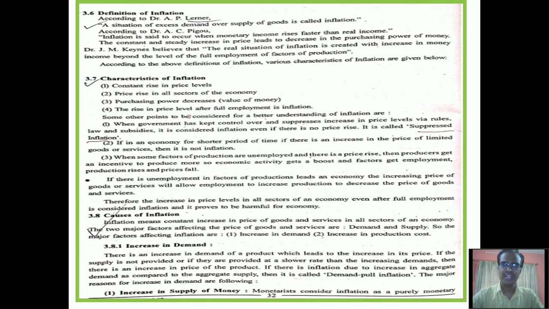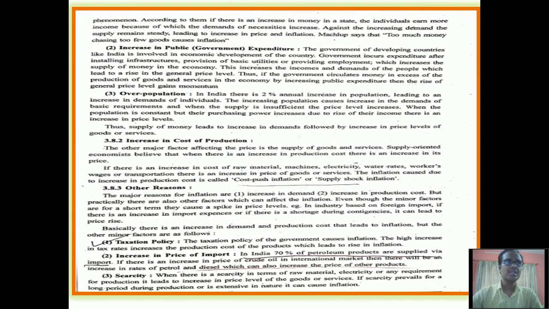Monetarists consider inflation a purely monetary phenomenon. According to them, if there is an increase in the money in the state, individuals earn more income, because of which the demand for necessities increases. That means if the individual's per capita income is increased by the government or whatever the situation, then it leads to more demand. Against the increasing demand, the supply remains steady, leading to an increase in the price and inflation. Economists say a very important statement in this sense: too much money chasing too few goods causes inflation. Too much money means your purchasing power is very high, your earning capacity is very high, so you have plenty of money in hand, but against that the supply is not so much. Too much money chasing a few goods.